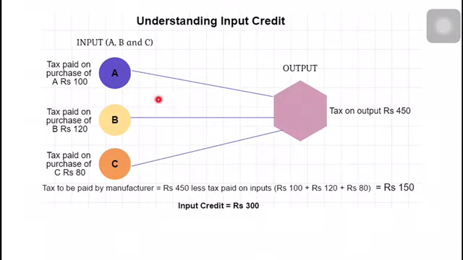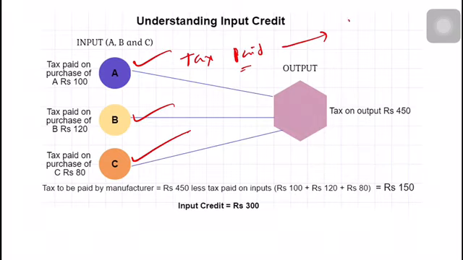But already the manufacturer has paid for the raw materials. How much? 100, 120, 80, already he paid 300. So 450 minus 300, how much does he have to pay? Total 150. So this 300 rupees, that is tax for A, tax for B and tax for C, is called input tax credit. That is, for the inputs A, B, C, the tax has already been paid. So this tax will be credited when the manufacturer is paying the final tax.